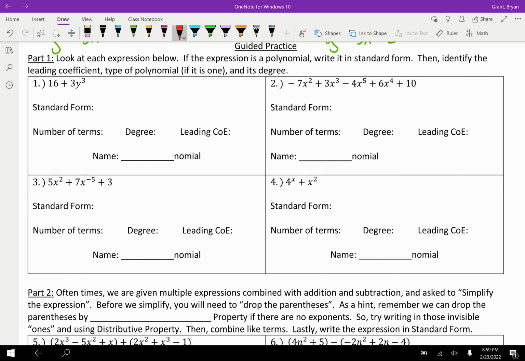So we'll start with problem 1. Seems to make sense. Standard form, we need to move the largest exponent first and the smallest exponent, the exponent of 0, to the end.